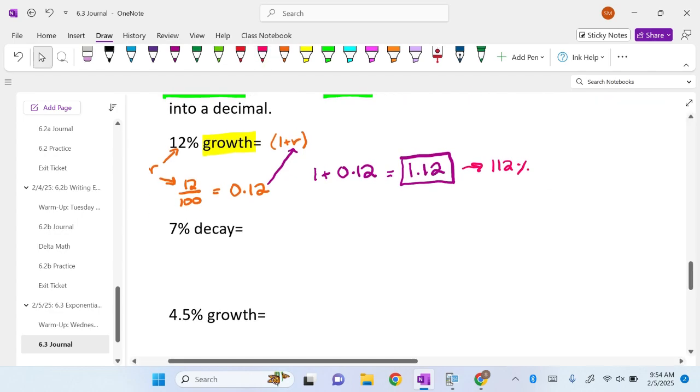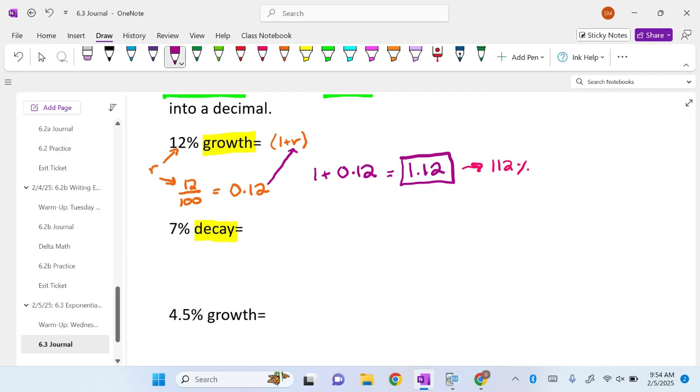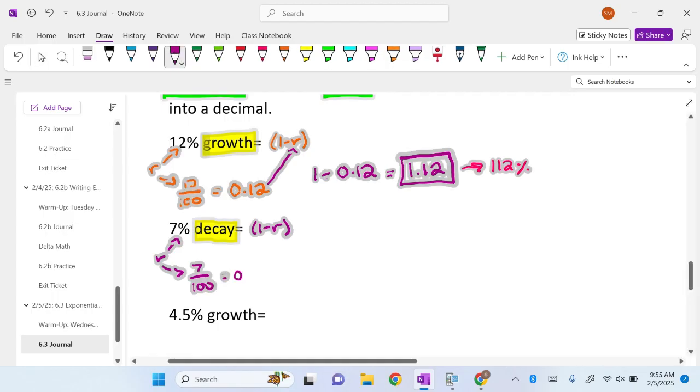Now, on the opposite side, we have decay. 7% decay. So obviously, this is exponential decay. And what formula do I use to find my decay factor, or your B value? 1 minus R. Same process, essentially. Your 7% is your R value, which you convert to a decimal. So you do 7 divided by 100. That should give you 0.07.